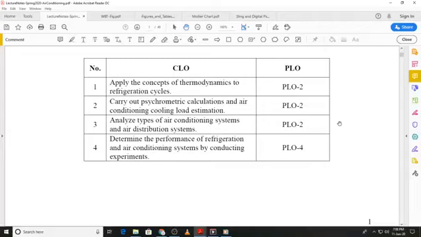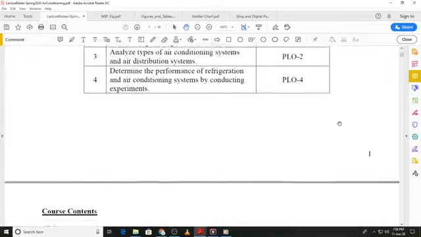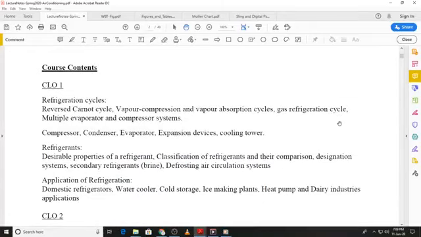Up to now you have already gone through the refrigeration part, and if you look at the course CLOs, CLO number one applies to what you have covered so far in refrigeration. And from this point onwards we will start with topics which relate to CLOs 2 and 3, and then finally CLO 4 refers to the contents of your practicals. The CLOs or topics are also provided to you separately for convenience.